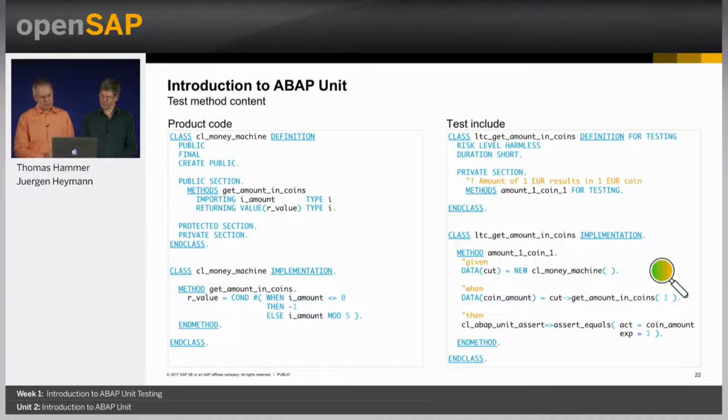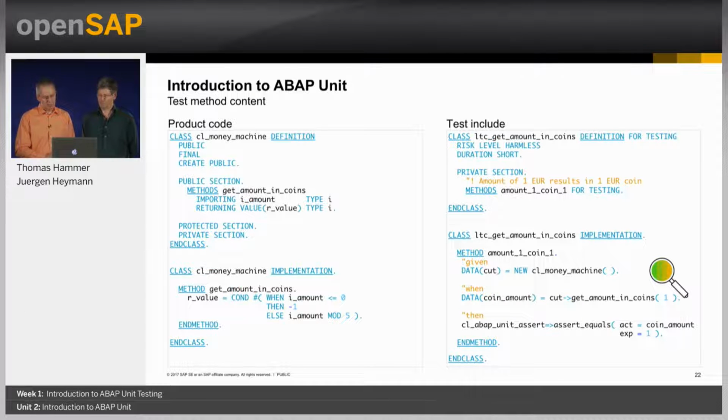Okay, now we have some content here at the lower right. In the given part, we create an object out of our money machine class and put it into the reference variable cut, which is created on the fly with the NEW and DATA statements. So on the right side, NEW is instead of CREATE OBJECT, and on the left, the DATA statement is instead of defining a variable beforehand and then using it. That's on the fly. Very convenient.